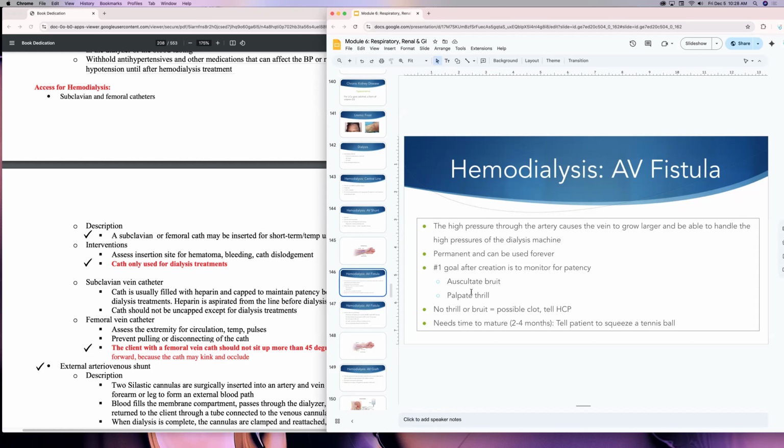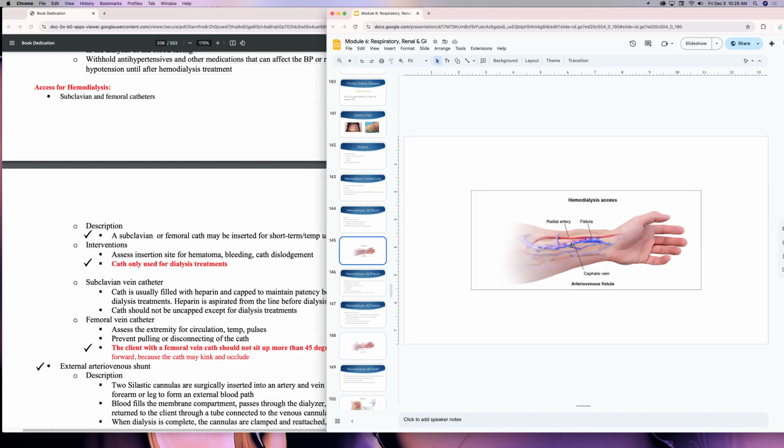NCLEX loves to try to trick you on that. Like, well, how do you assess bruit? You use your stethoscope. You put your stethoscope over the fistula and you auscultate bruit. You're going to hear a loud whoosh, whoosh, whoosh, a very turbulent blood flow.